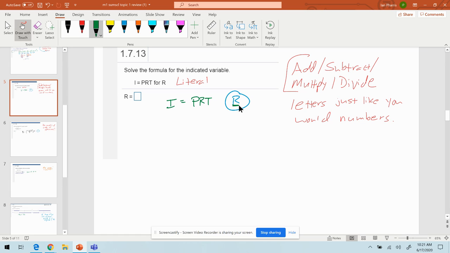So if I'm trying to isolate R, I need to get rid of the P and get rid of the T. So let's divide by P times T on both sides. That's how you move the letters around. I want you to think about moving the letters around without actually coming up with a number. So it's coming up with a formula rather than a number. So P divided by P is 1, T divided by T is 1. We're left with R on the right-hand side. So in this case, R equals I divided by PT. That's how you do these types of equations.